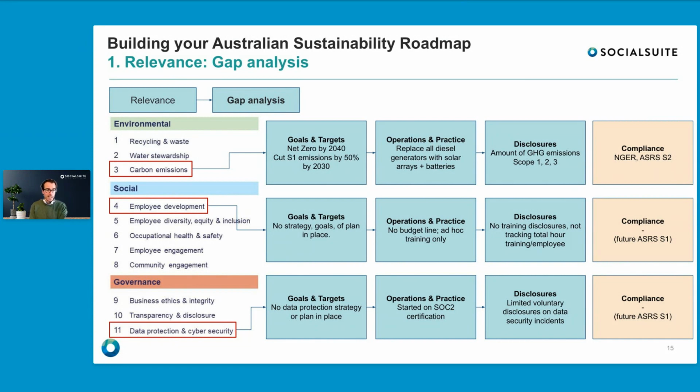And then ultimately, we'll take data protection and cybersecurity. Again, here's an example, you might say, well, we don't have any data protection strategy or plan in place. We have started our SOC 2 certification in terms of the operations, but we have pretty limited voluntary disclosures on data security incidents. And again, you look at compliance, what do we need to do there? So this is a really good way of doing that gap analysis to really work out what's relevant, what's material, where are we as a business, and what's coming our way.